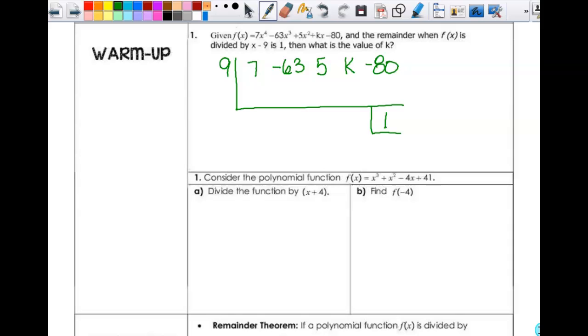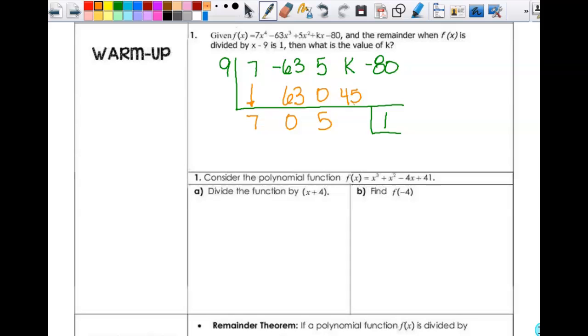All right, so now I'm going to work this just like we worked every single other thing that we did. So I am going to bring down my 7. 9 times 7 is 63. Oh, I put a 60. Goodness, 63. I add those, I get 0. 9 times 0 is 0. Add those and I get 5. 9 times 5 is 45. I add these and what do I get?